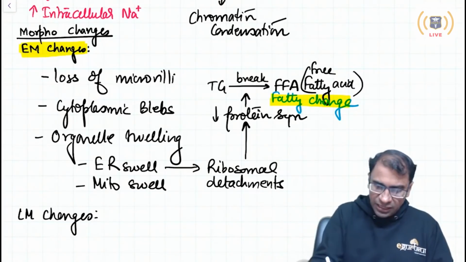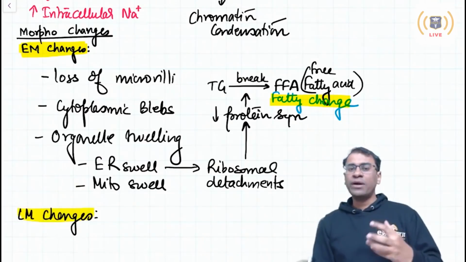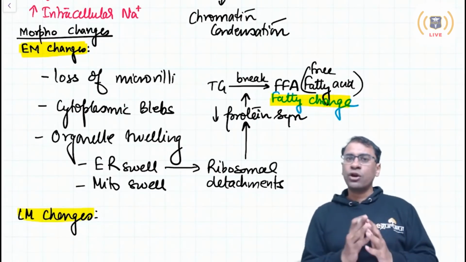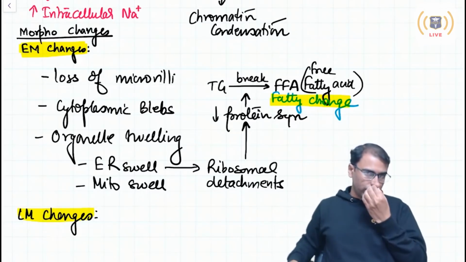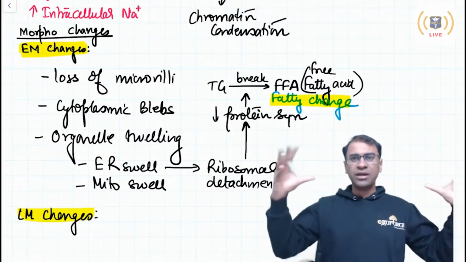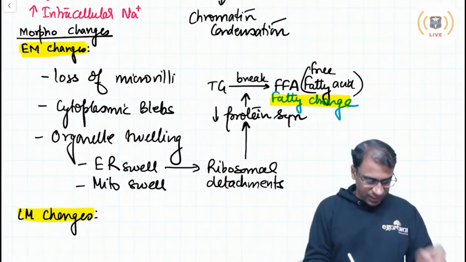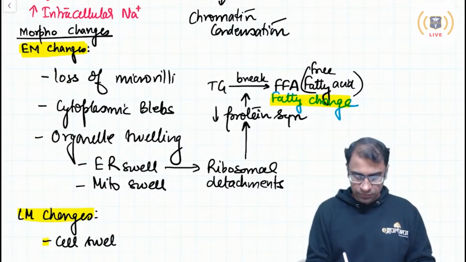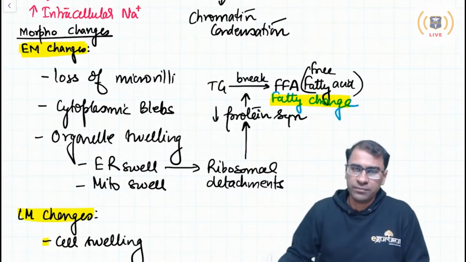Very simple. The EM changes is what will cause the light microscopic changes. So what happens in the EM was the water was moving inside a cell. So there was a loss of microvilli and a bleb formation. Eventually, when the water is going inside a cell, the cell size should increase. Why? The cell is accumulating more and more water. The first thing you'll see here is cell swelling.